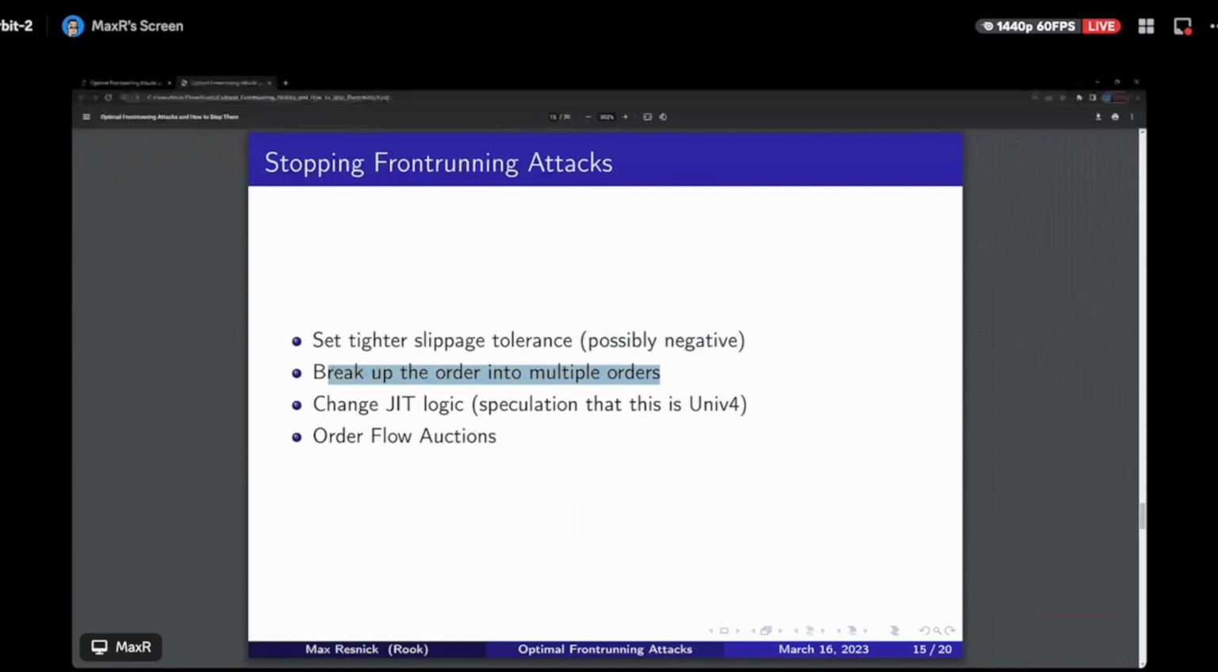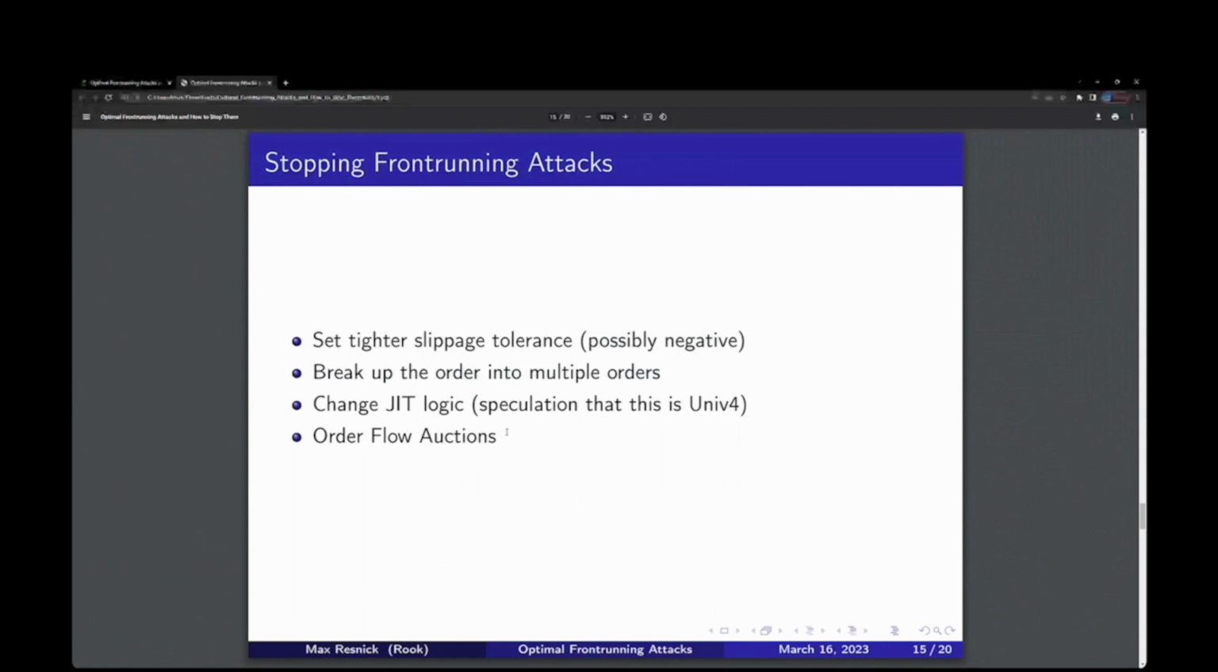This is a big one that you should probably be doing if you're trading a large order: break it up into multiple orders. This has a couple advantages. This is just my outline, so I'll get to the specifics of breaking it up in a bit. And we can change the JIT logic. There's a ton of ways to do this. I have a big slide on this.